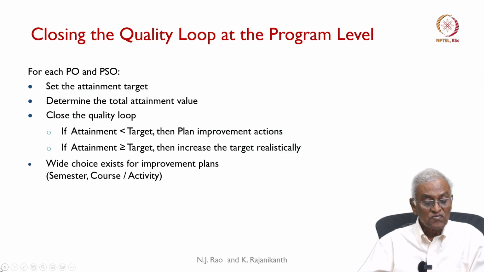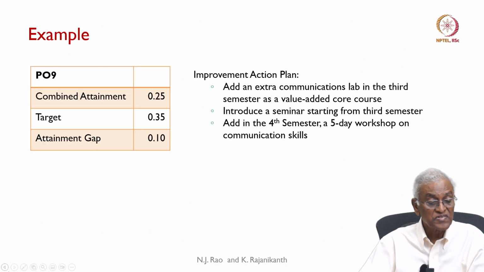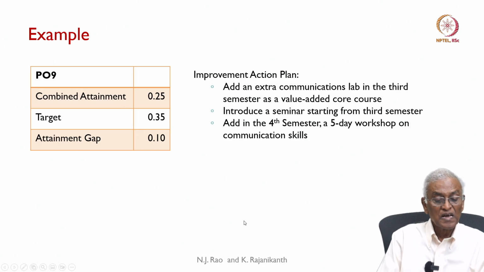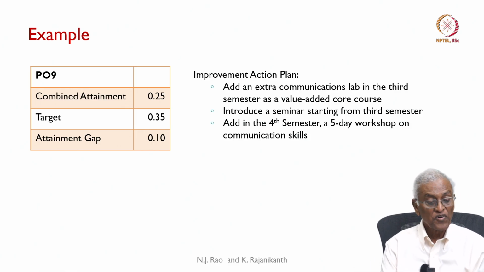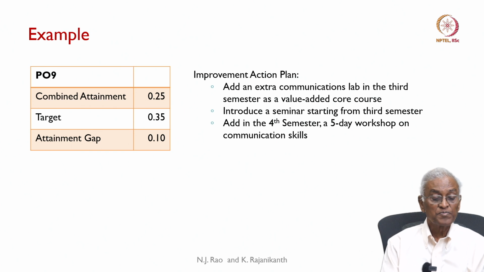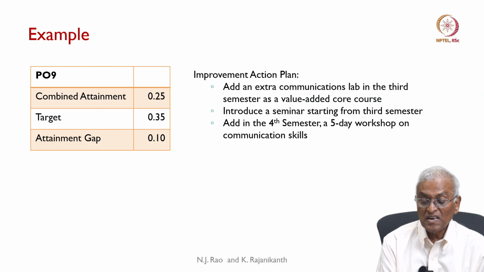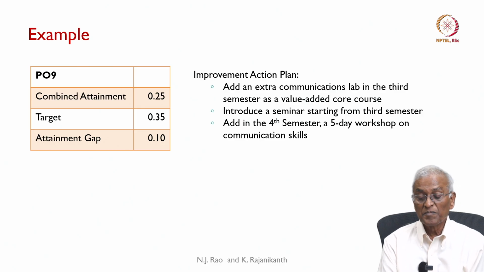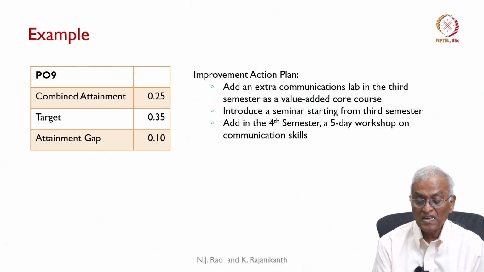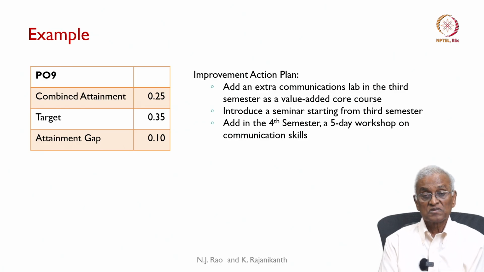Like here we show an example, PO9, which is related to communication. Combined attainment is 0.25, target is 0.35, attainment gap is 0.10. So how do I improve my attainment of PO9? Add an extra communication lab. This is related to communication. Add an extra communication lab in the 3rd semester as a value added core course.